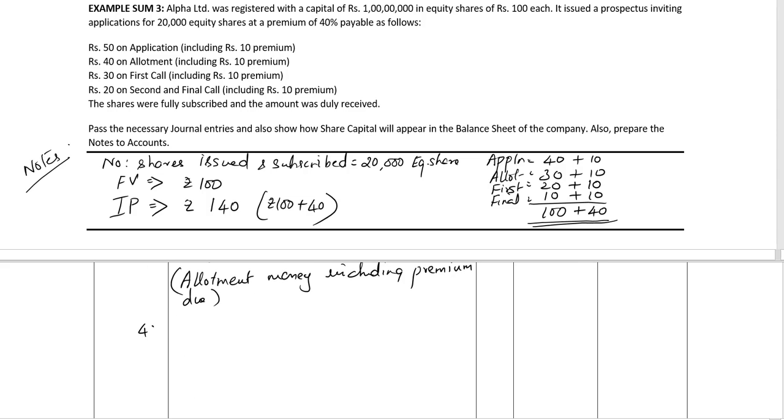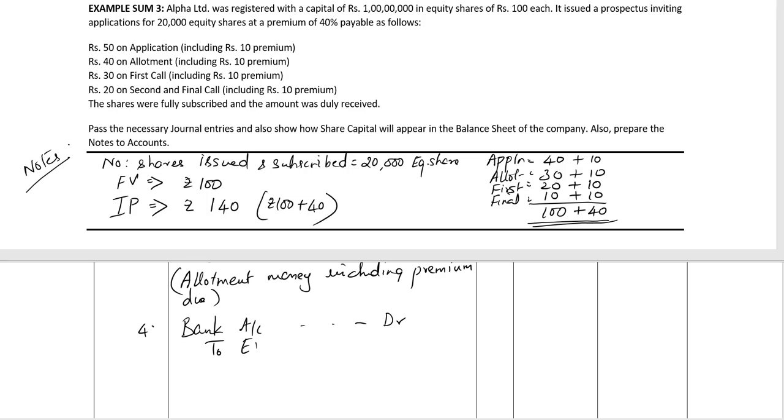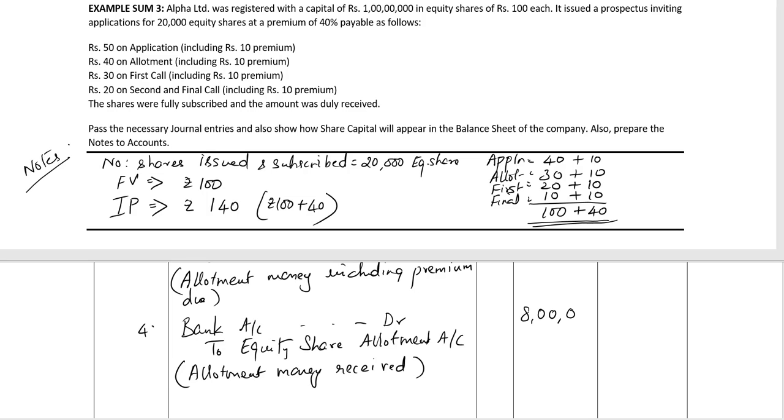Fourth entry is for receipt of the allotment money of 8 lakh rupees. Bank account debit to equity share allotment account. Allotment money received. The amount of allotment money that was due was 8 lakh rupees, and that has been received.